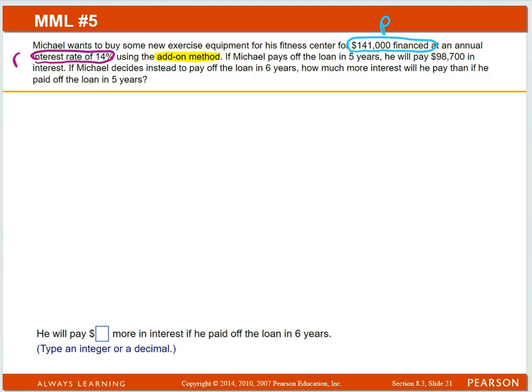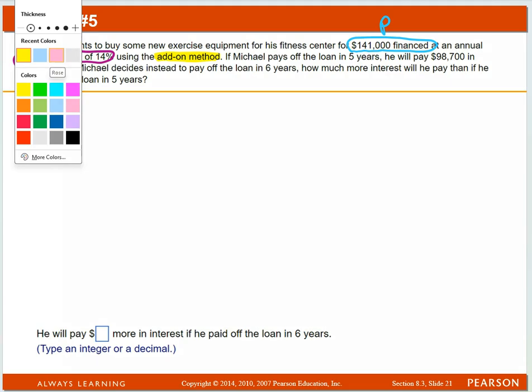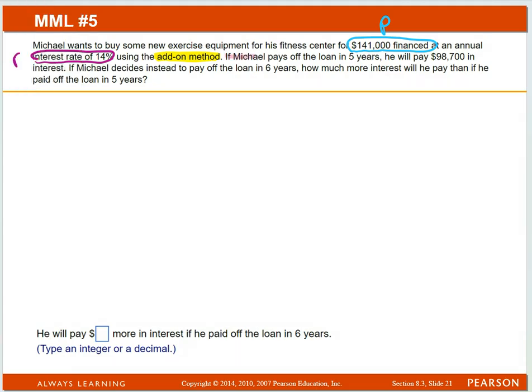And then it says if Michael pays off the loan in 5 years, he will pay $98,700 in interest. Oh, really? Right here. If Michael pays off the loan in 5 years, he will pay that amount of money in interest. I think I'm just going to double check that, shall we?